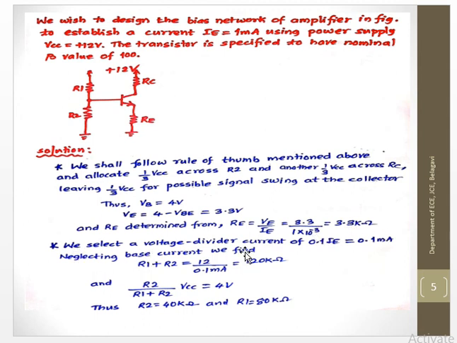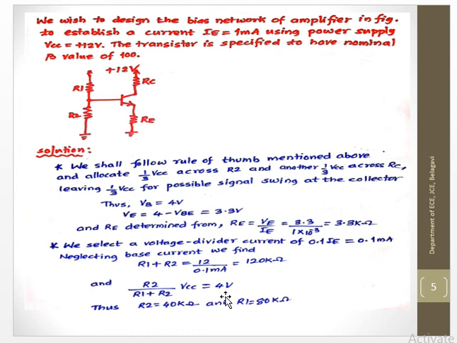We select a voltage divider current of 0.1 IE. So 0.1 IE means 0.1 milliampere, since the IE value is 1 milliampere. If you select 0.1 IE, it will be 0.1 milliampere. Neglecting base current, we find R1 plus R2 as 12 divided by 0.1 milliampere. So you will get around 120 kilo ohm.